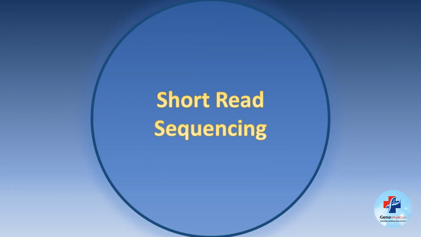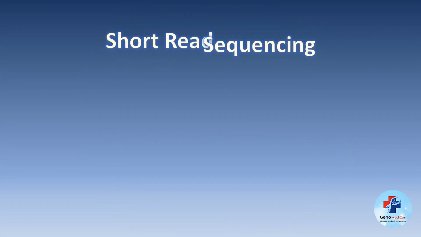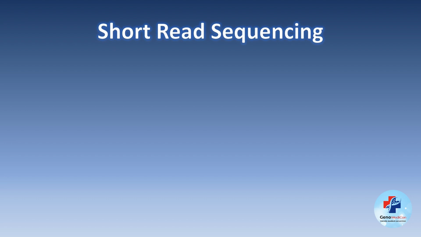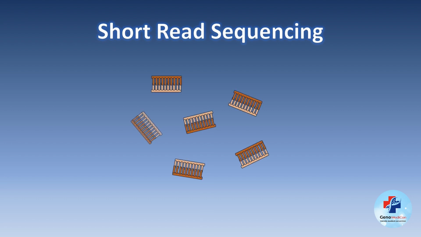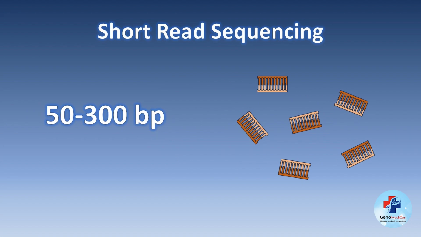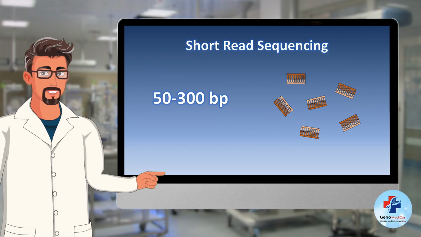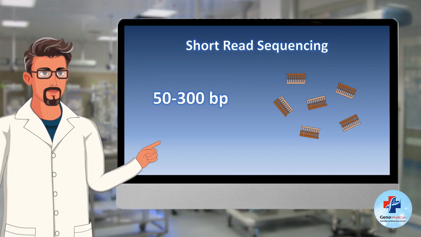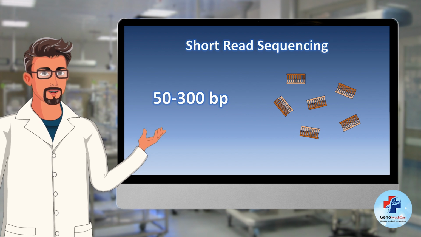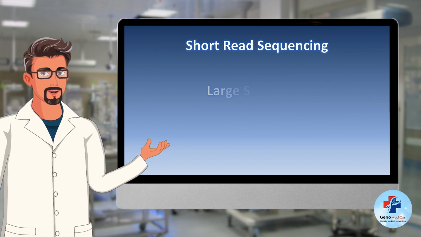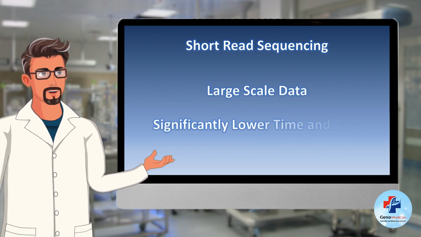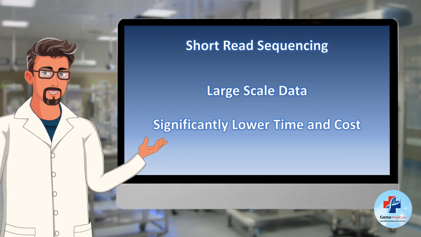First, let's talk about what the name short-read sequencing represents. It basically refers to methods that generate relatively short DNA sequences, with fragments ranging from 50 to 300 base pairs in length, since its introduction by companies like Illumina. This approach revolutionized genomics, making it possible to analyze large-scale genomic data at a fraction of the time and cost compared to older methods like Sanger sequencing.